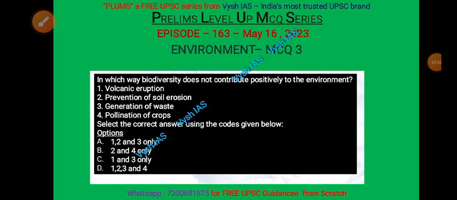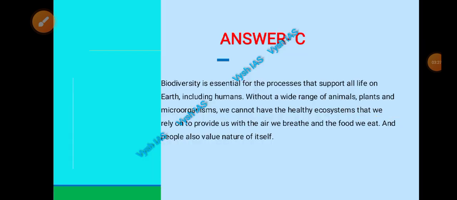Right? So now let us see the answer. The answer is C, 1 and 3 only, that is volcanic eruption and generation of waste. So here they are asking which way it does not contribute positively. Biodiversity does not cause volcanic eruptions, and generation of waste does not contribute positively to the environment, right? As you know, biodiversity is very essential for the processes that support life on earth, including human beings. There's so much that biodiversity does for us.